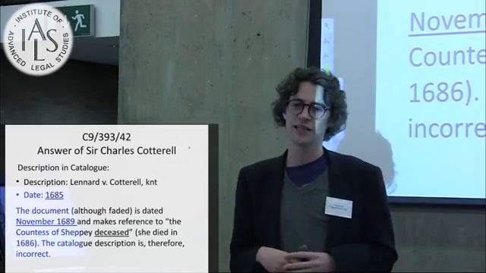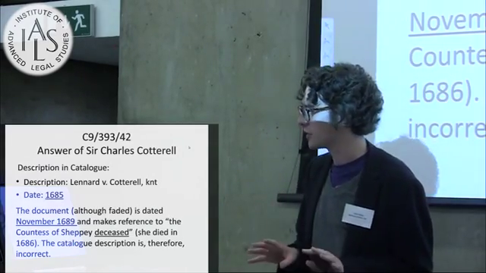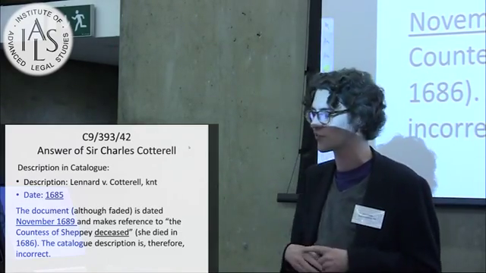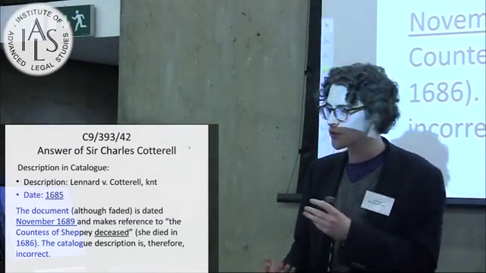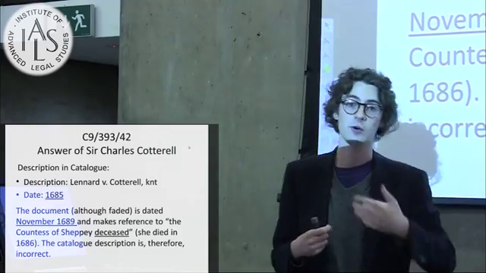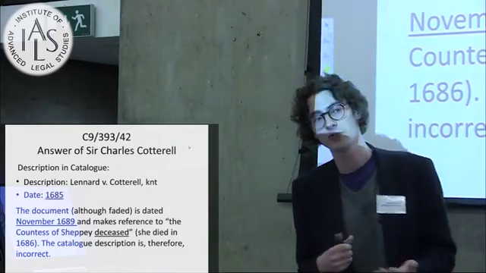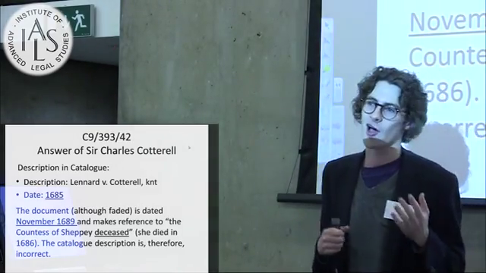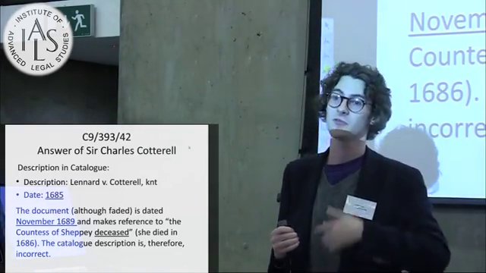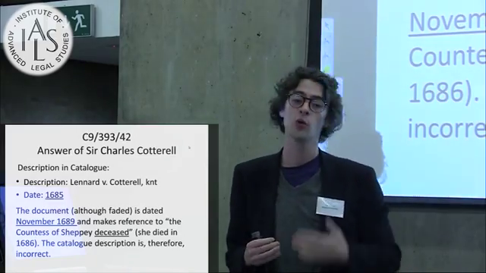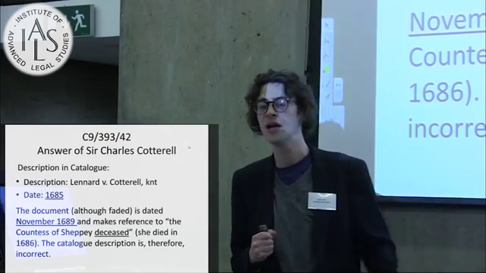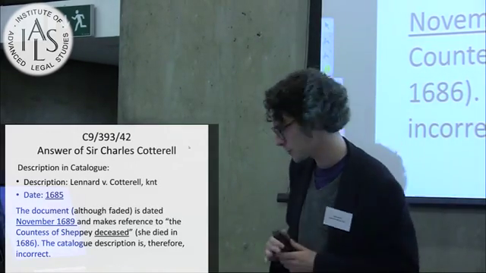And although it's faded, it clearly reads November 1689, and also makes reference to the fact that Countess Shelley was dead by that stage, and she didn't die until 1686. So the online catalogue takes from contemporary finding aids, made at the time by the clerks of the court, which means that our online catalogue, until we update it by reading the original documents, will only be as accurate as the contemporary finding aids were at the time. These are just the problems of archival research.